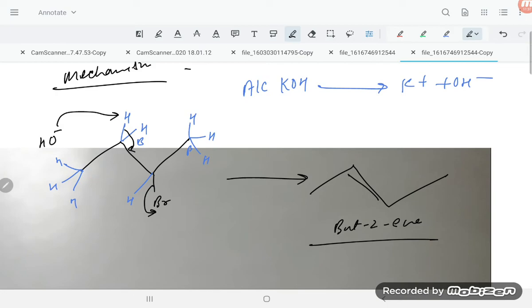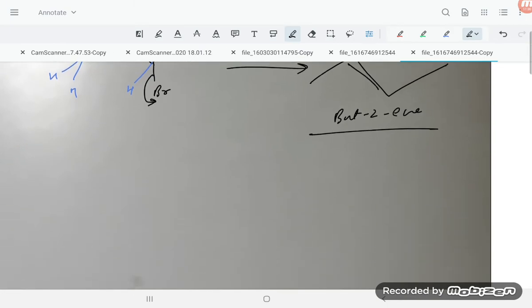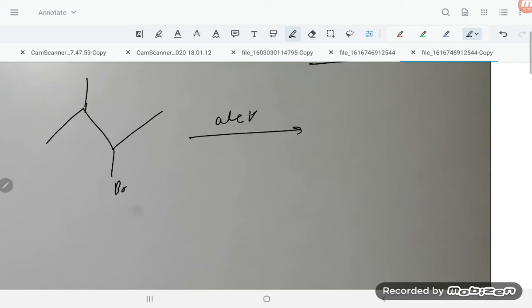Now, students, let us have a look at the next problem. Okay, if I am taking one more compound, students, the compound looks like this. Here is bromine, here is a methyl group. Okay, if you are treating with alcoholic KOH, student, the major product will be the one that has the maximum number of alkyl groups. So here you see this is the alkyl group, so this is the major product, student, right?